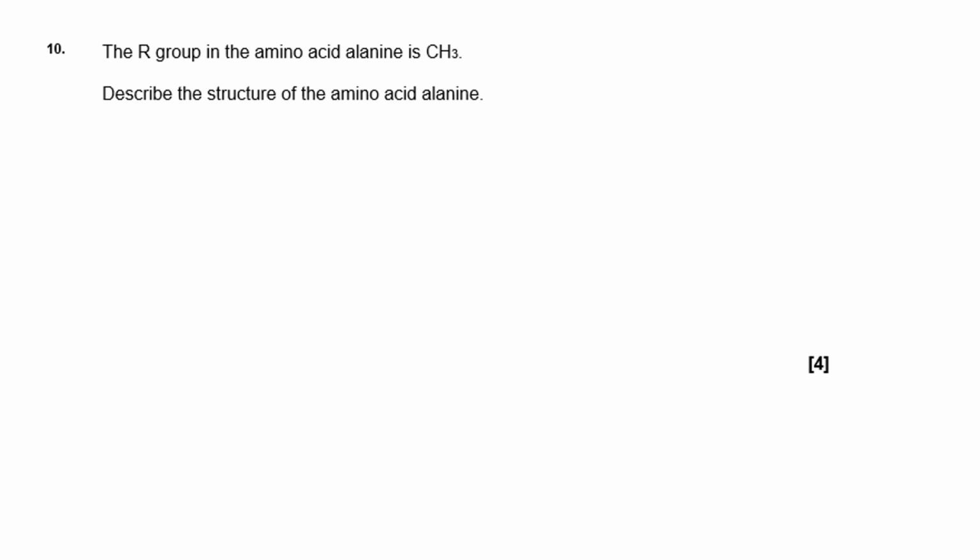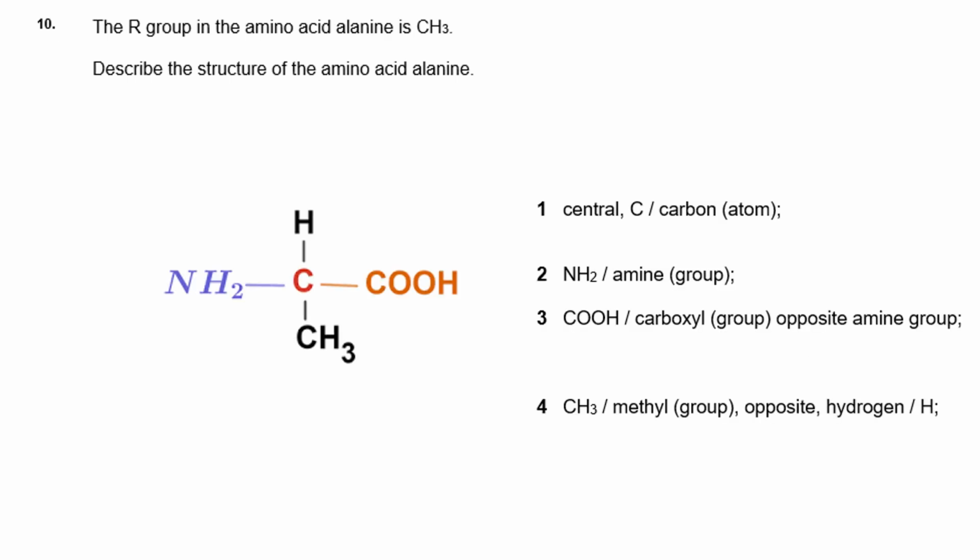Question 10. The R group in the amino acid alanine is CH3. Now, you should remember and be able to recreate the basic structure of an amino acid. They all have the same basic structure. The R group is what changes, but here they're telling you that in the simplest amino acid, alanine, the R group is CH3, and it wants you to describe the structure. What better way than to draw the molecule?